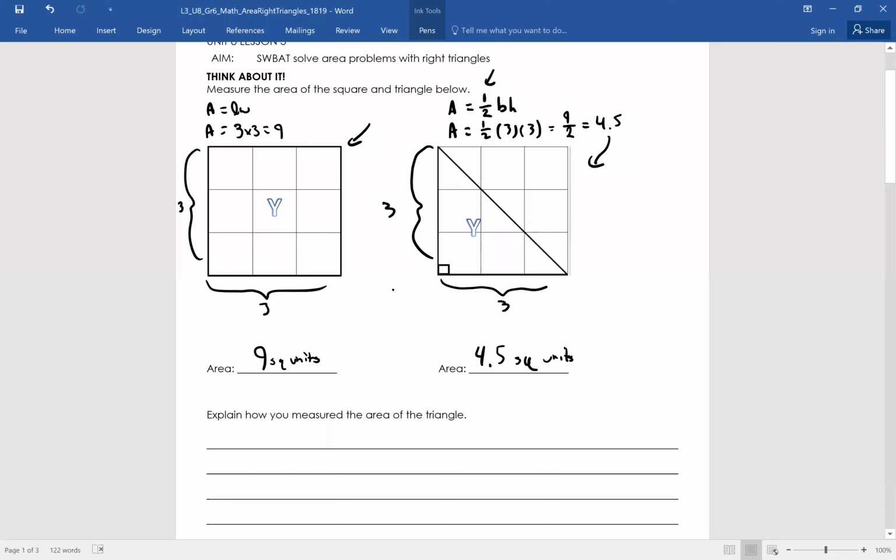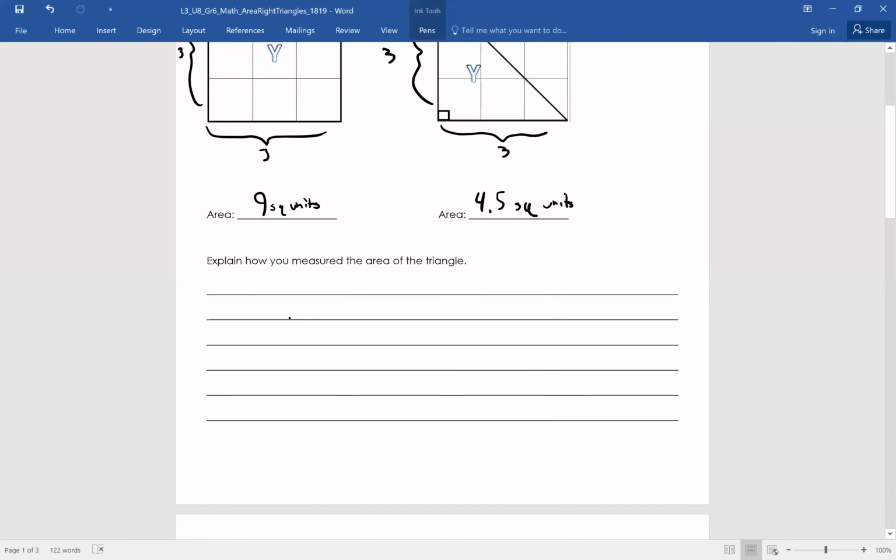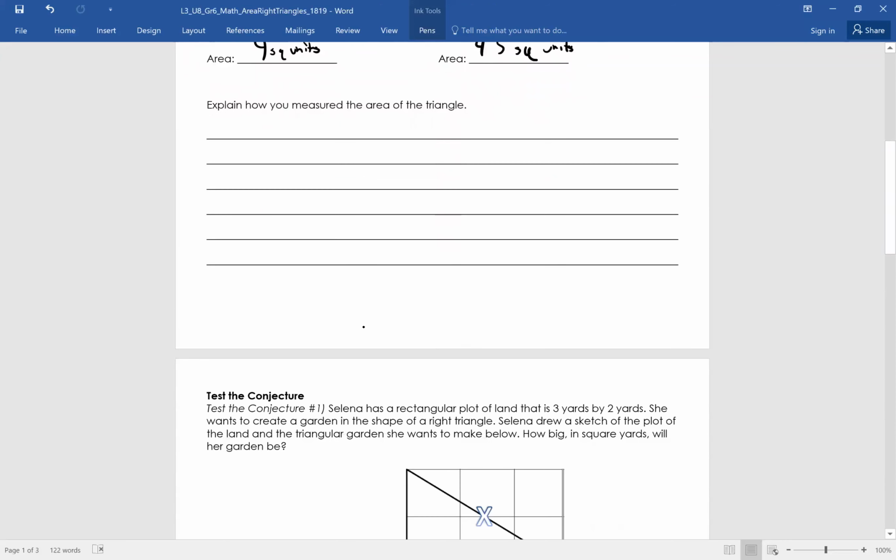So in the explanation area, it says explain how you measured the area of the triangle. So I noticed that the second diagram is split in half. That means it takes up half of the space, which is why I divided the first diagram by 2 to figure out what the second diagram is, okay? That's how we got 4.5 square units, all right? So knowing that information, let's go ahead and go straight to the conjecture. Your explanation can go here, just make sure it's nice and strong.